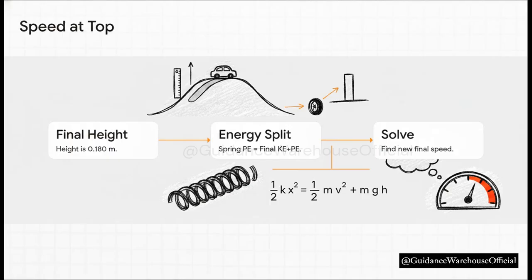Okay, but what about when it reaches the very top of the hill? Step 1. Well, our final height is now 0.180 meters. Step 2. Our energy bank account has to split the funds. That initial spring potential energy now has to pay for both the car's height, which is the final gravitational potential energy, and its remaining speed, the final kinetic energy. Step 3, we set up the equation. 1/2 kx squared equals 1/2 mv squared plus mgh, and we solve for our new final speed.